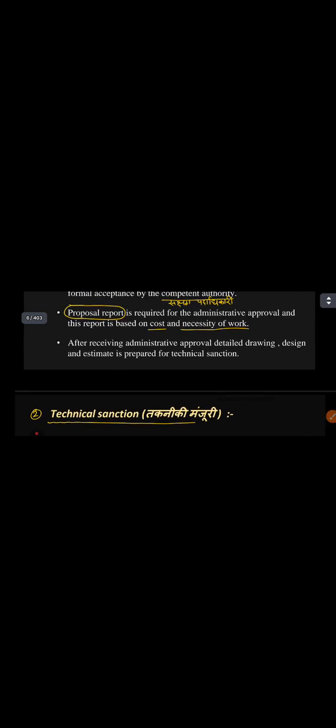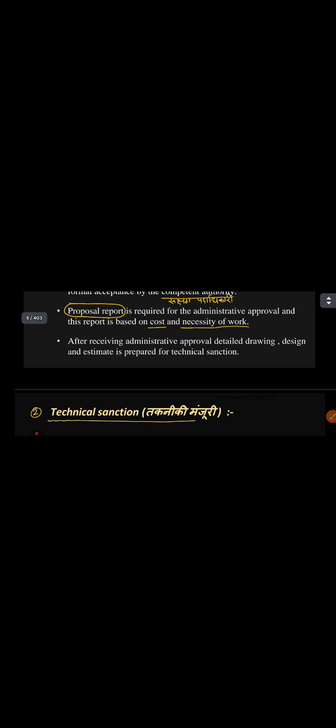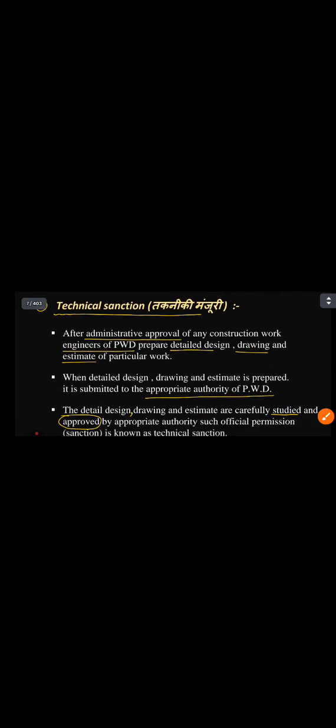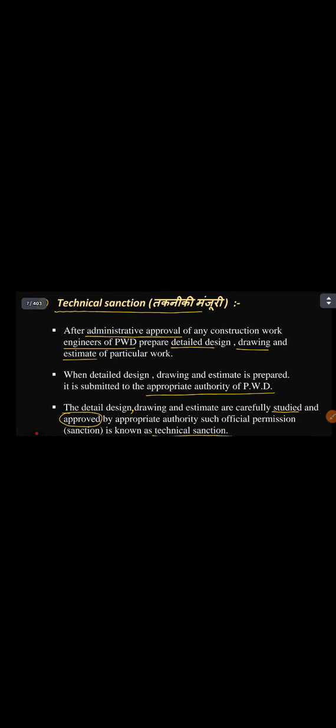After this, the work requires administrative approval of the design and estimate for the technical section. The technical section approves the construction work engineering.